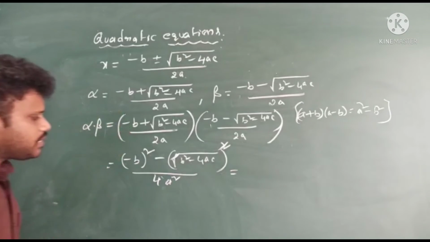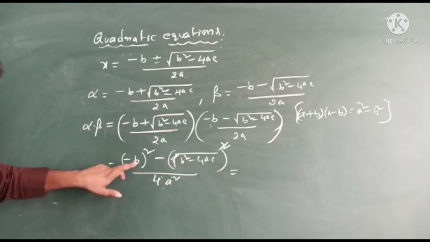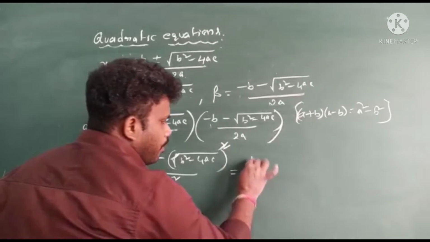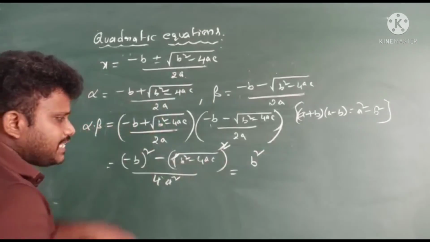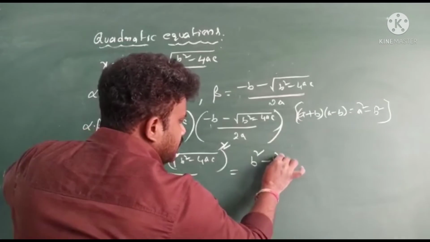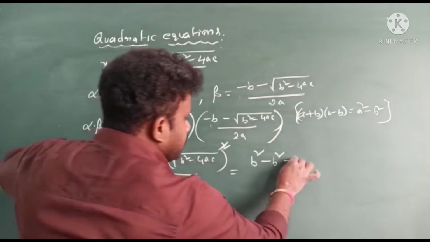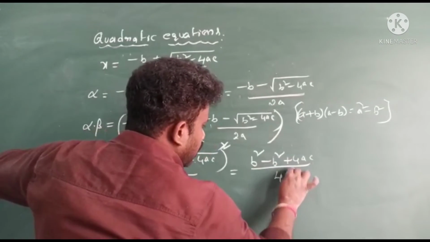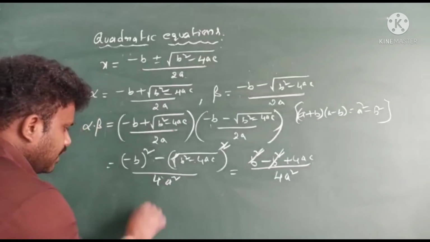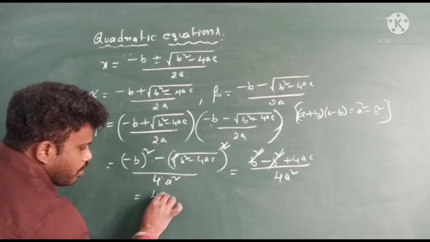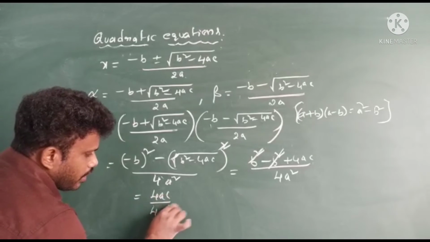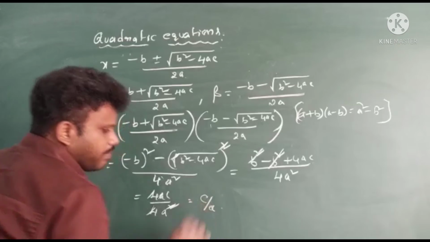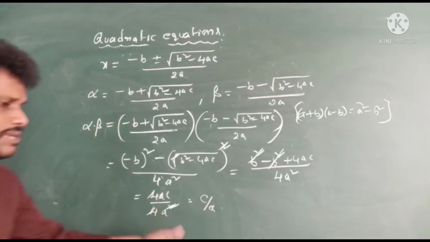Now try to understand this. Minus b whole square, if you multiply minus two times it is going to be positive, so plus b square. The square root already gets cancelled, minus into b square is again minus b square, minus into minus 4ac is going to be plus 4ac, by 4a square. Now here minus b square plus b square gets cancelled. What is left in the numerator is 4ac, and in the denominator 4a square. Here 4 gets cancelled, a square and a get cancelled, so the left out value is c by a. This is the product of the zeros, c by a.